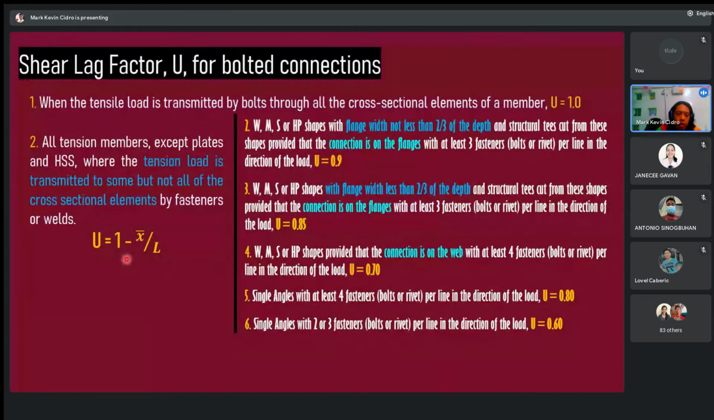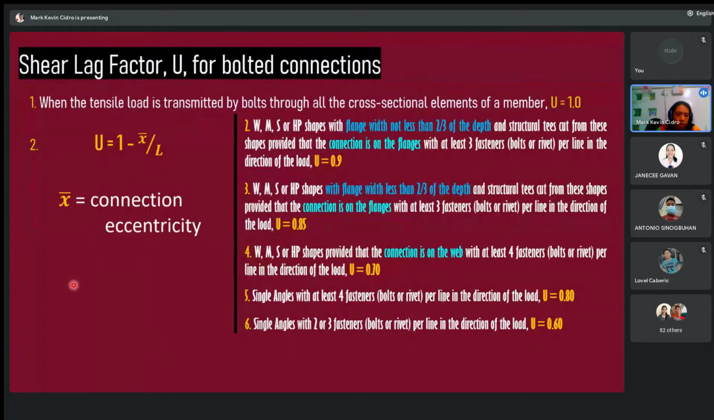U is equal to 1 minus x bar over L. This applies to all tension members except plates and HSS, where the tension load is transmitted to some but not all of the cross-sectional elements by fasteners or welds. In number 1, all the cross-sectional elements have bolts, so it is 1.0, even though the load is distributed. Here, the tension load is transmitted to only some of the elements, so it is reduced by this amount, x bar over L. What is x bar over L?